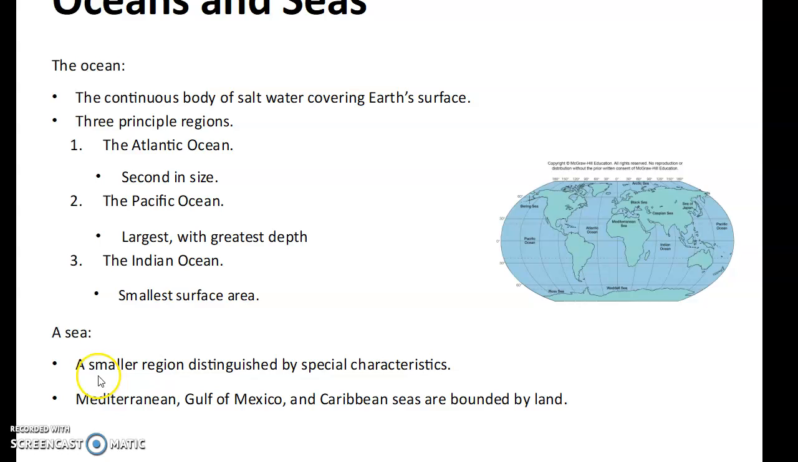Okay, a sea is a smaller region distinguished by special characteristics such as the Mediterranean, Gulf of Mexico, Caribbean. These are bound by land. So this is the Caribbean right here, and you've got the land masses almost isolating it. This is the Mediterranean. You've got land masses most of the way around it, right? And so on.